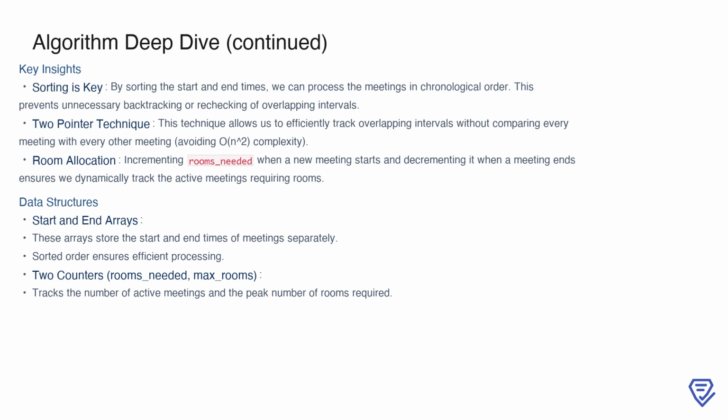Finally, dynamically maintaining rooms_needed and updating max_rooms ensures that we always have an accurate count of the rooms required at any point in time. The use of separate start and end arrays, which are sorted, along with these counters, provides a streamlined way to handle room allocation in real time as we process the meetings.